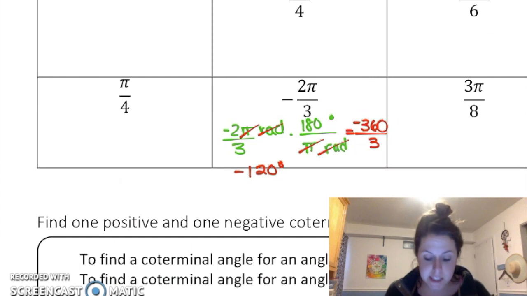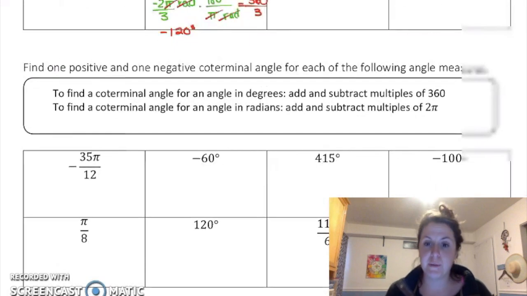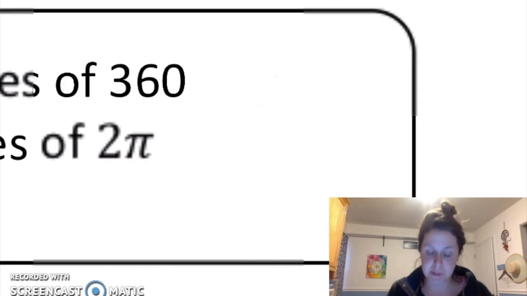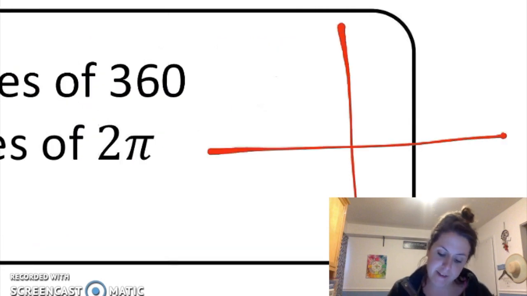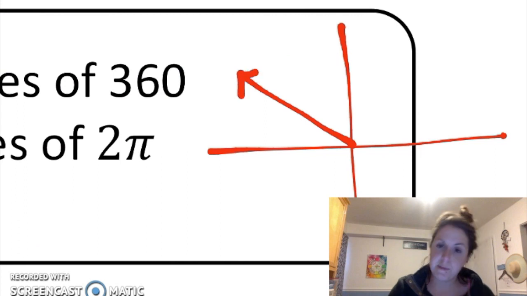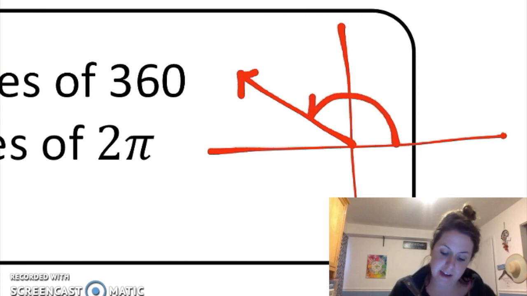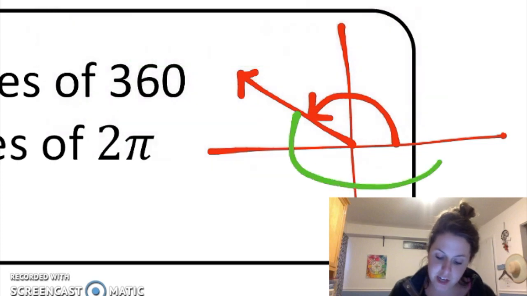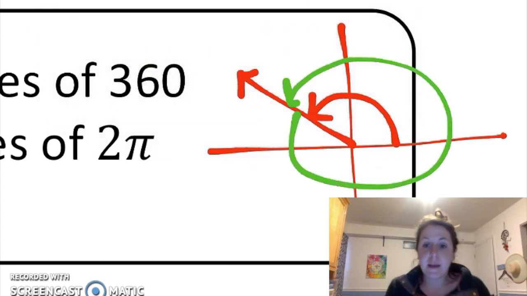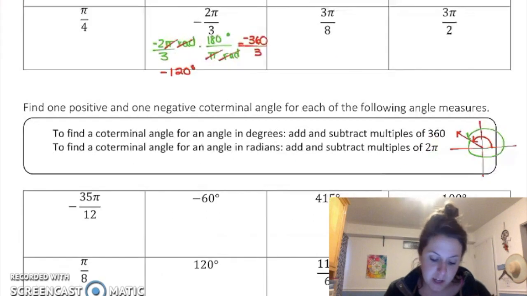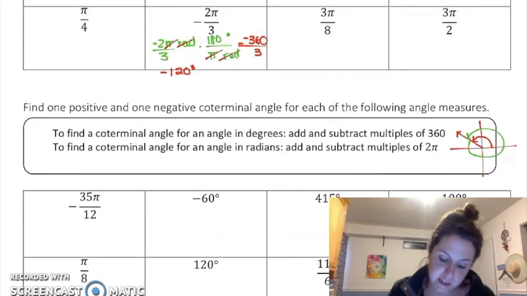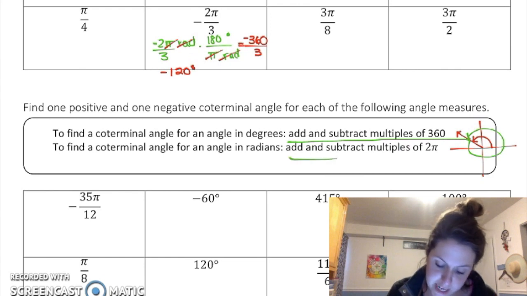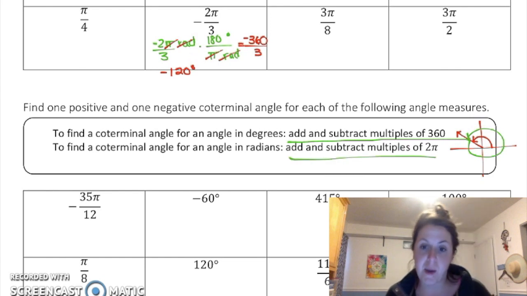Okay, so now let's talk a bit about coterminal angles. Coterminal angles are angles that end in the same spot. So if I have this angle right here, maybe that's 135 degrees. If I go around another 360 degrees, I'm still back to where I started, right? So to find coterminal angles in degrees, we just add or subtract 360. To find coterminal angles in radians, we can just add or subtract 2 pi.